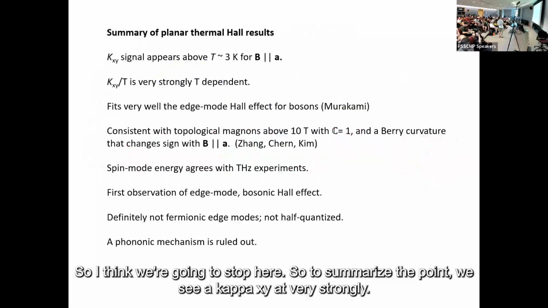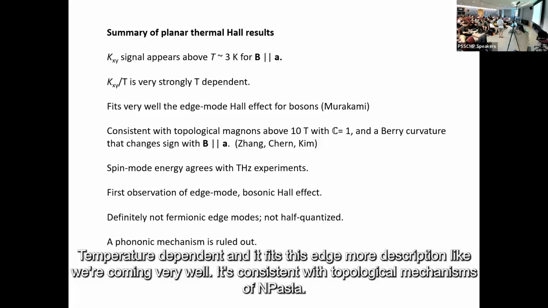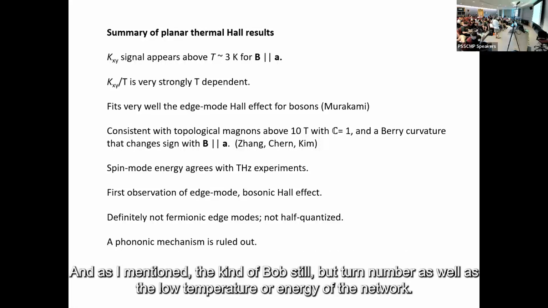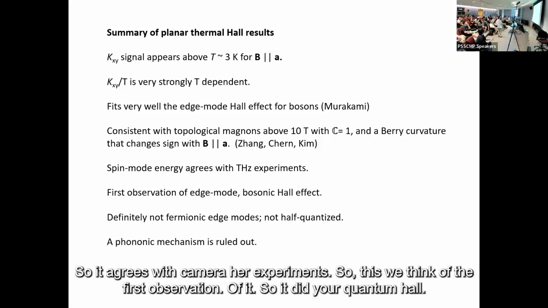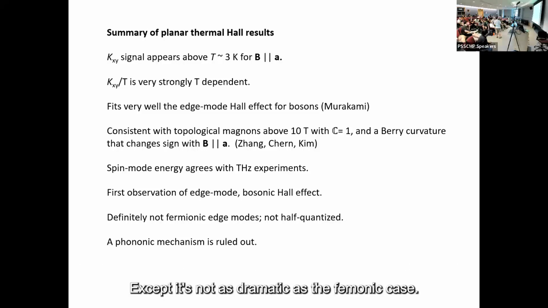It's gone long enough. So to summarize the points, we see kappa XY that's very strongly temperature dependent, and it fits this edge mode description by Murakami very well. It's consistent with topological magnons at 10 Tesla, and as I mentioned, they're kind of boxed in by the Chern number as well as the low temperature energy of the magnon node. So it agrees with terahertz experiments. So this, we think, is the first observation of a bosonic sort of integer quantum Hall effect, except it's not as dramatic as the fermionic case.